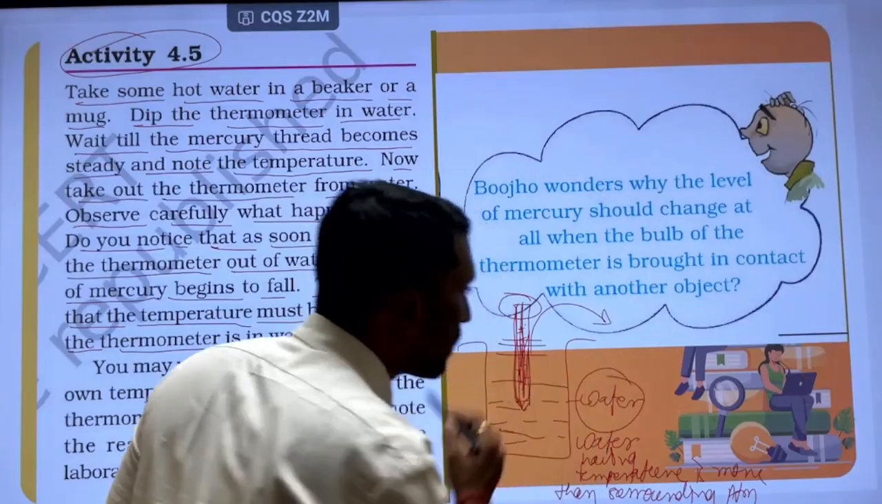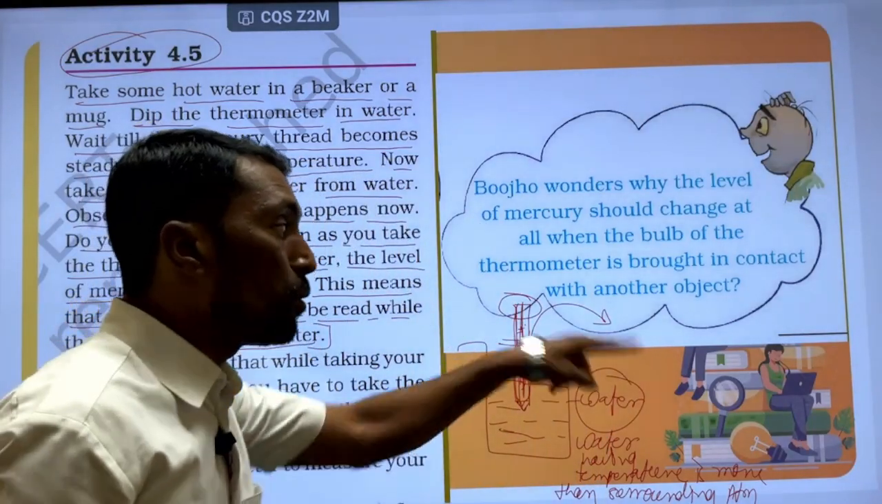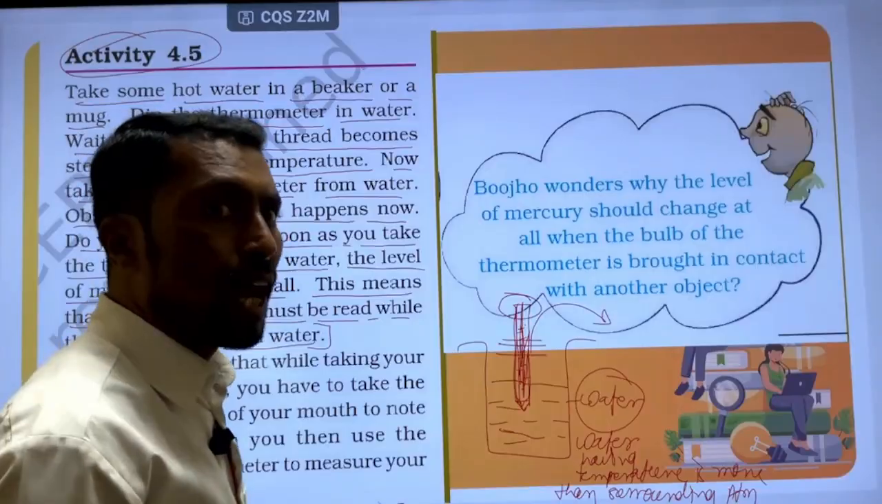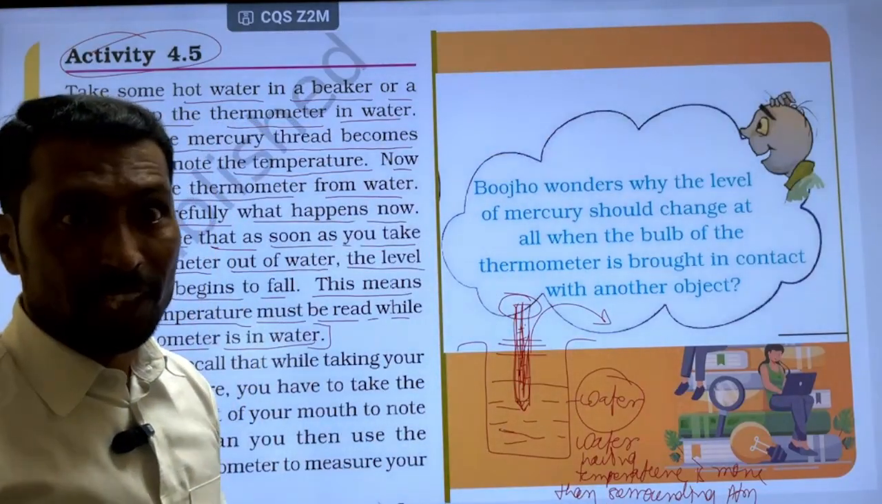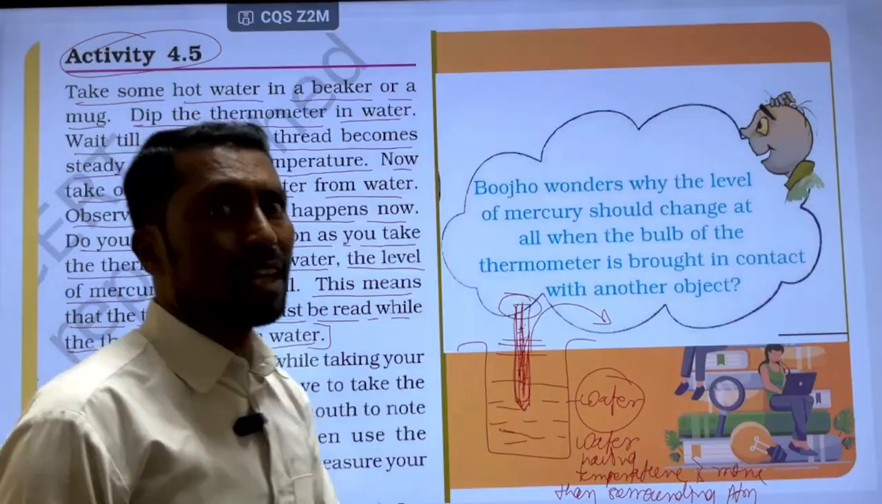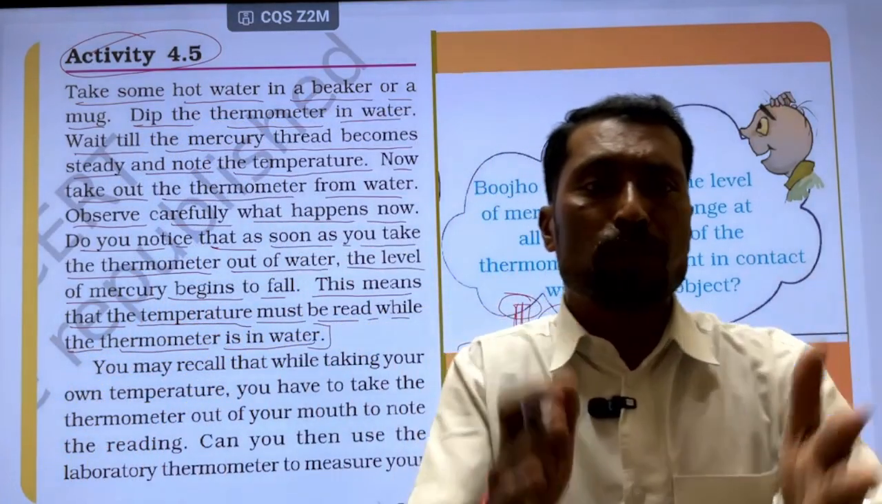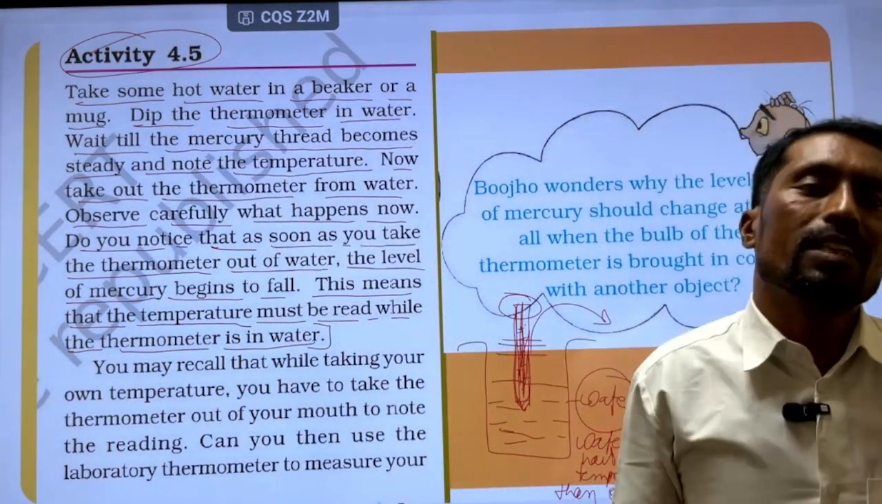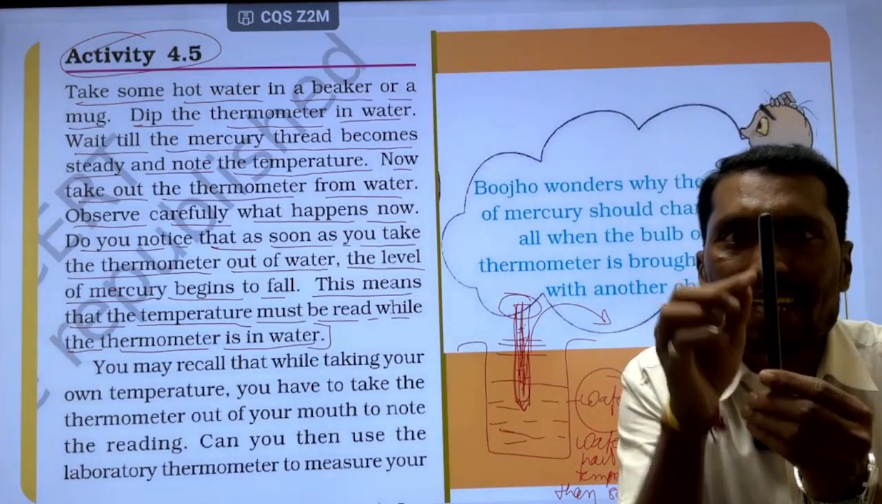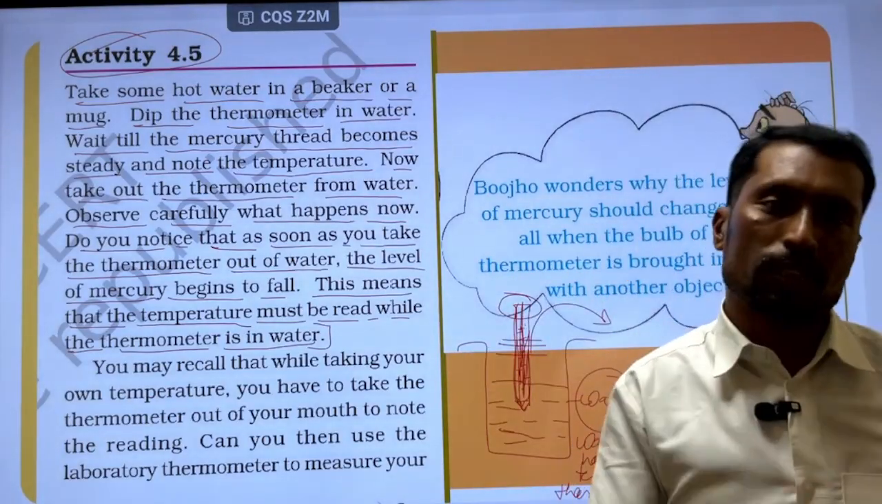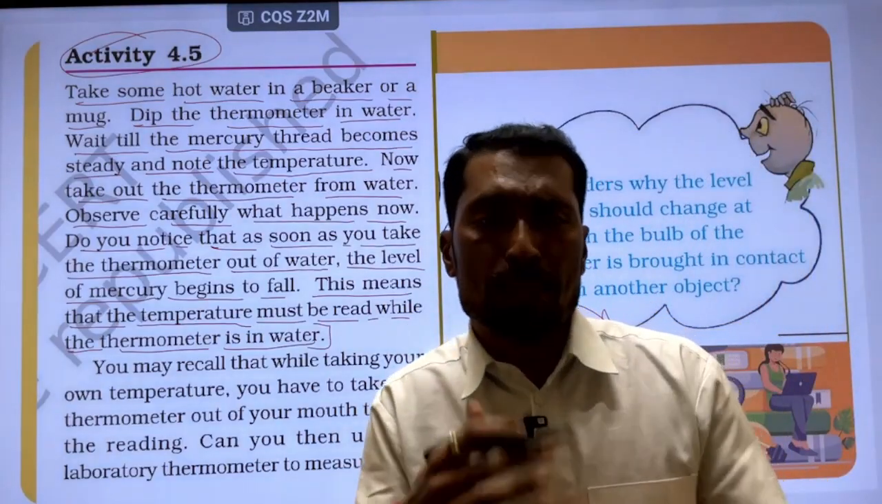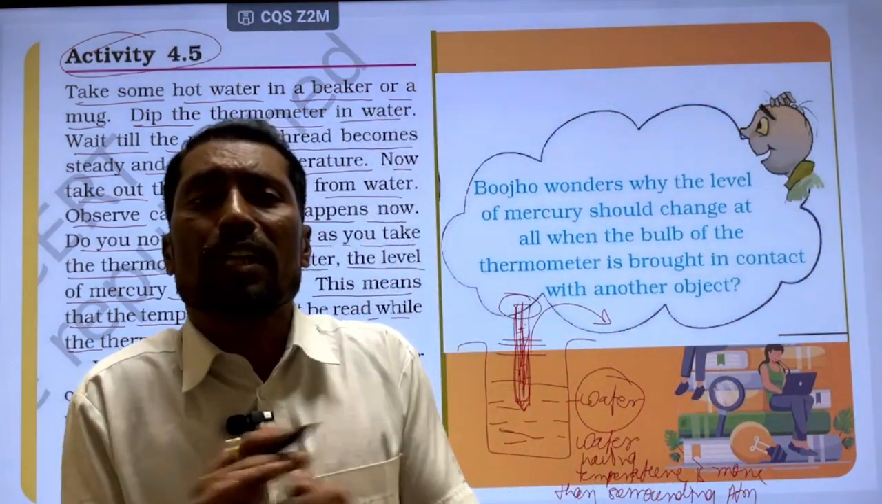If we remove it from the water and the atmospheric temperature is less, according to that the mercury level falls down. Due to that, to measure the accurate temperature of a particular object, we have to dip it in that object and analyze like that, not remove it from that object. If we take it out of that object, we will not get the correct temperature of that object.